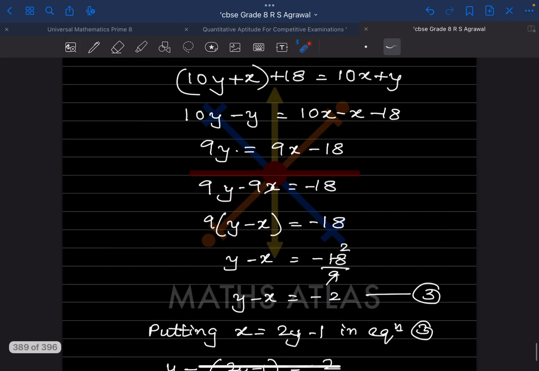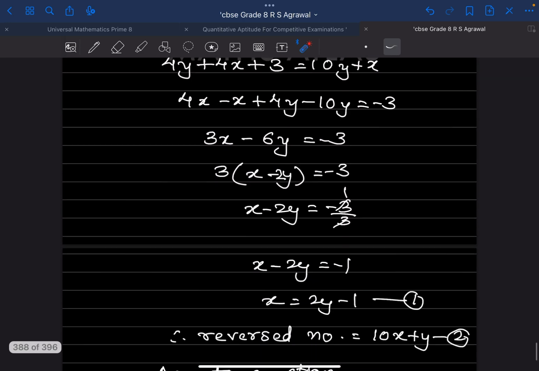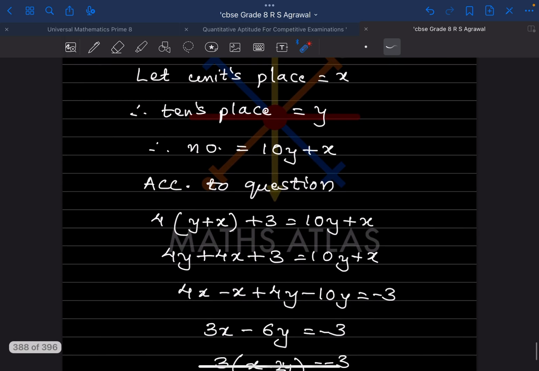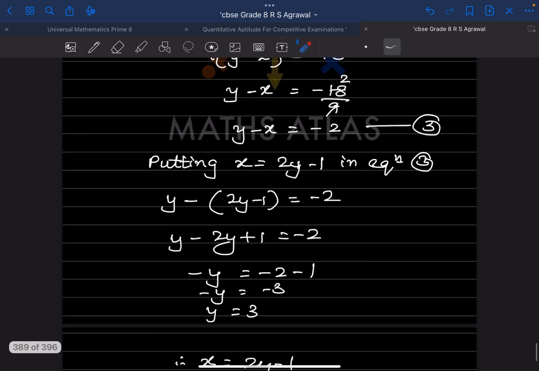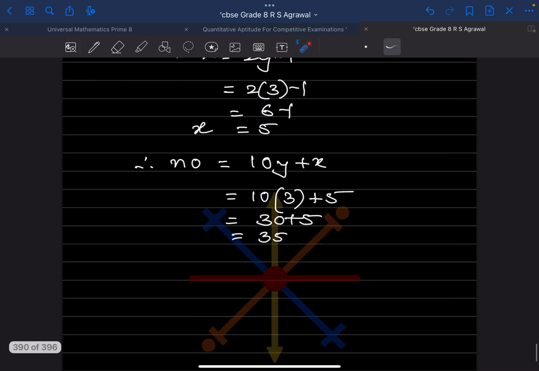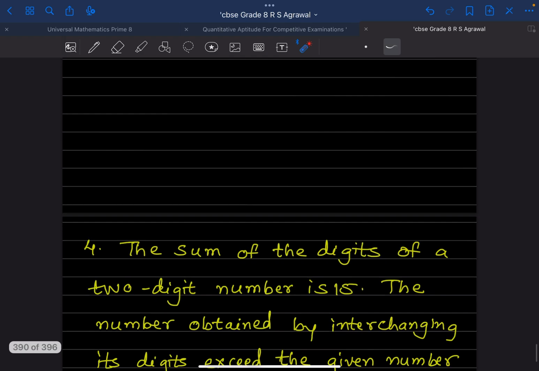So what did they ask? Find the number. So what is that number going to be? This is the number: 10y plus x. So you will put here, in place of y you will put 3 and this is x. So this is going to be 30 plus 5. That is going to be 35.